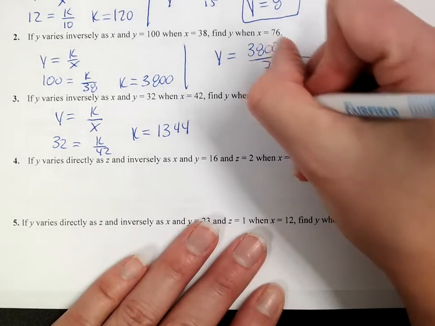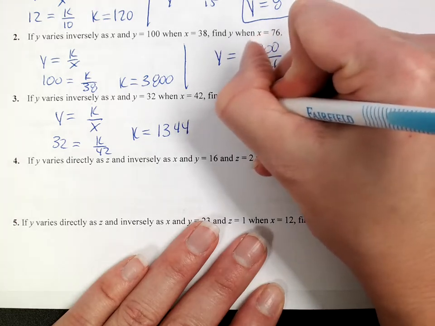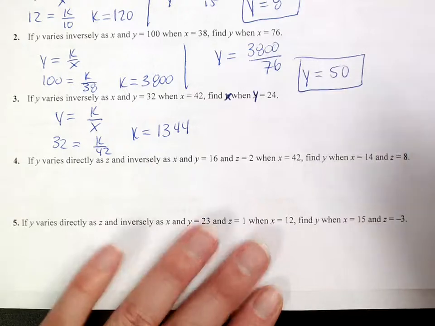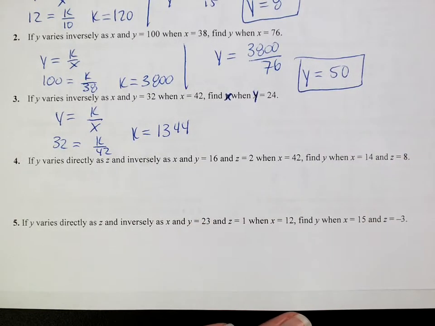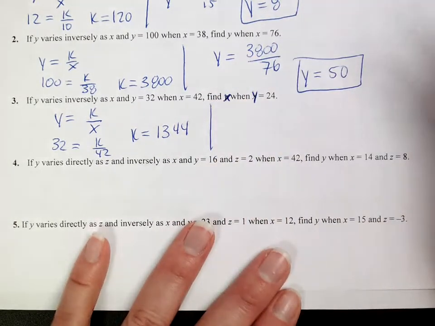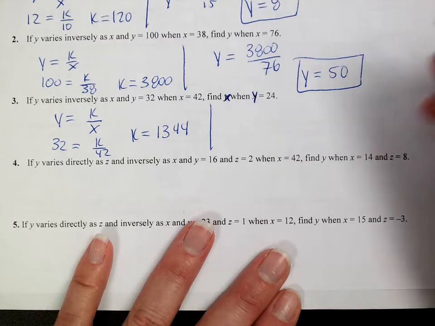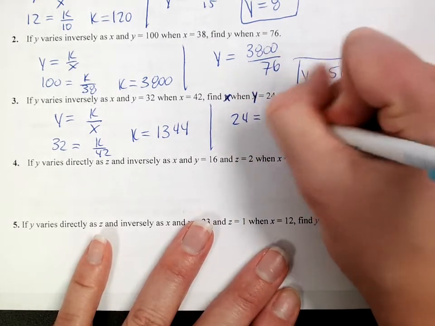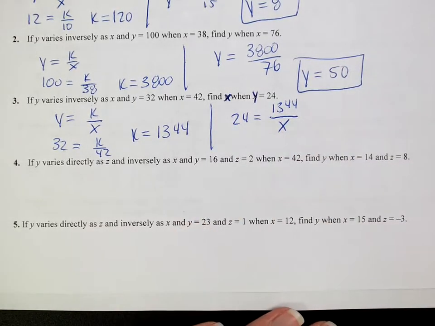Okay. Just for kicks and to change this up, because I know this happens on your homework, let's pretend like this says find x when y is 24. Okay, so I know that's not what it really says, but now it does because I just scribbled it out. So when you're looking for the x value, you kind of have to do things a little bit different. So this would be 24 equals this 1344 divided by x. Now, how are you going to solve that type of equation?